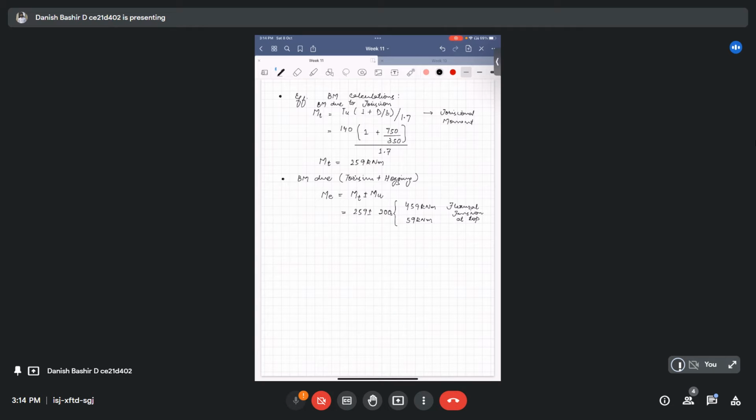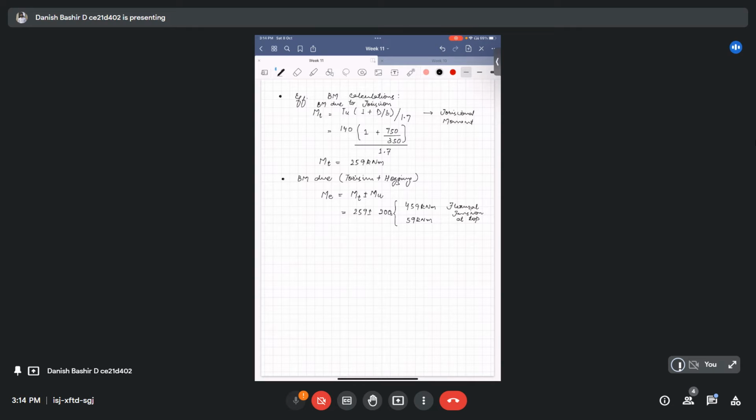Okay, flexural tension. Why does this come to 459 kilonewton meter? Yeah, the beam was already subjected to hogging moment. So as you already know, due to hogging, there will be tension at the top and compression at the bottom. But what happened is, to this 200 kilonewton meter, a hogging moment of 259 kilonewton meter got added to it. So there will be a total flexural tension of 459 kilonewton meter at the top.